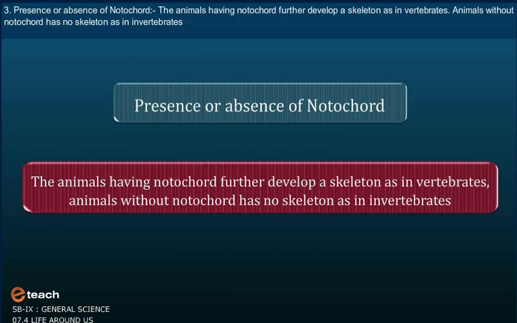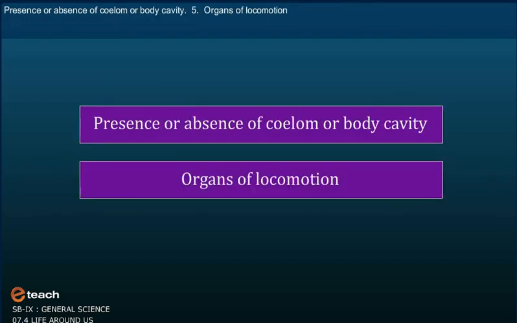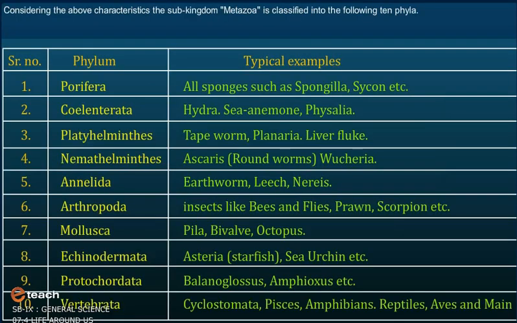Presence or absence of notochord. The animals having notochord further developed a skeleton, as in vertebrates. Animals without notochord have no skeleton, as in invertebrates. Presence or absence of coelom or body cavity. Organs of locomotion. Considering the above characteristics, the subkingdom Metazoa is classified into the following 10 phyla.